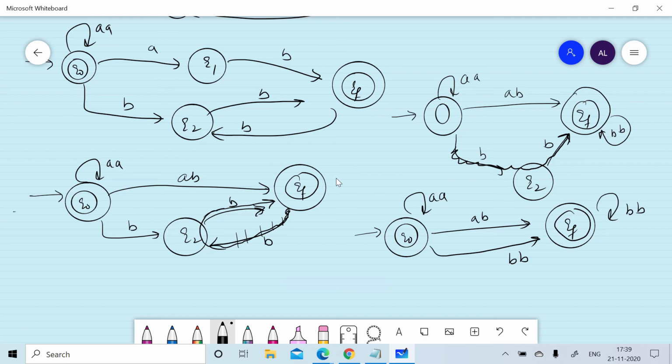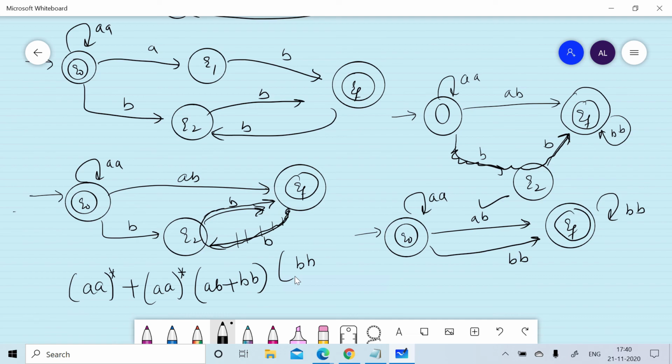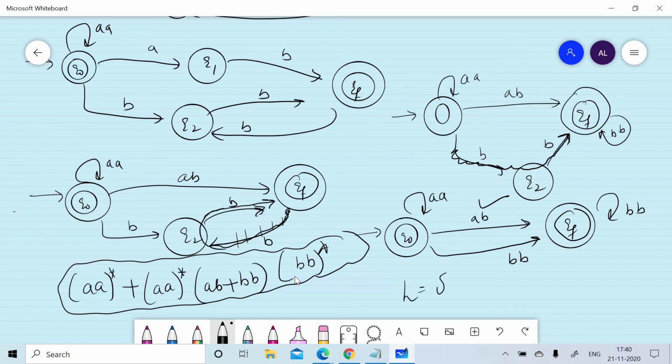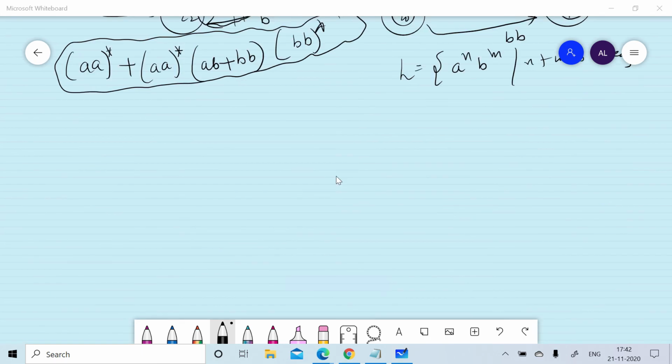If we consider Q0 as the final state, we will get the regular expression (aa)*. If we have QF as the final state, we will get the regular expression (aa)*ab(bb)*, plus (bb)(bb)*. This represents the regular expression corresponding to the given finite automata, or the given language a^n b^m, where n plus m is even. This regular expression is identical to the regular expression that we had designed.